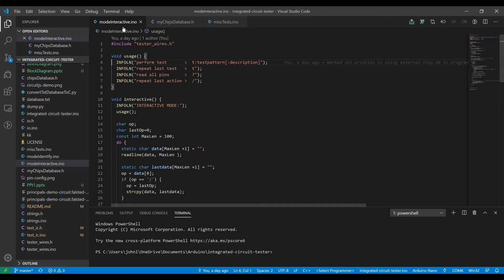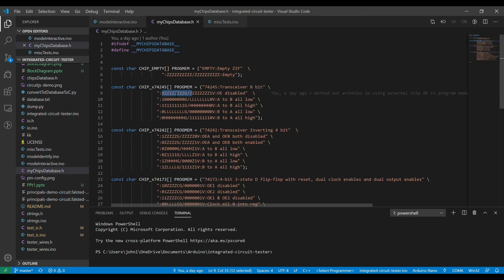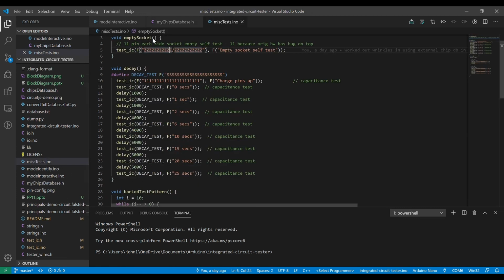So next time we'll take a look at the software. There's an interactive mode in there. There's an identify mode, and we'll talk about how the different tests and inputs and outputs are specified. There's also a couple of miscellaneous tests. There's one that shows you how to identify the socket's empty, and there's another one that relates to that capacitance test that I talked about.